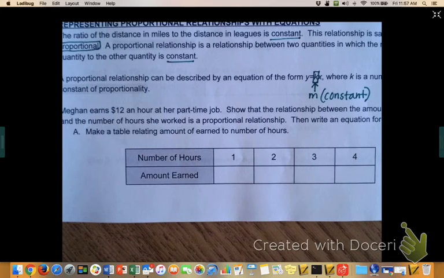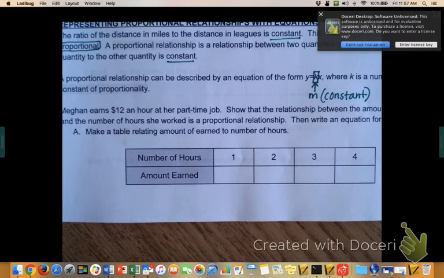Show what the relationship is between the amount she earned and the number of hours she worked. Show that it is proportional. Then write an equation, that's new, for the relationship. Make a table relating the amount earned to number of hours.